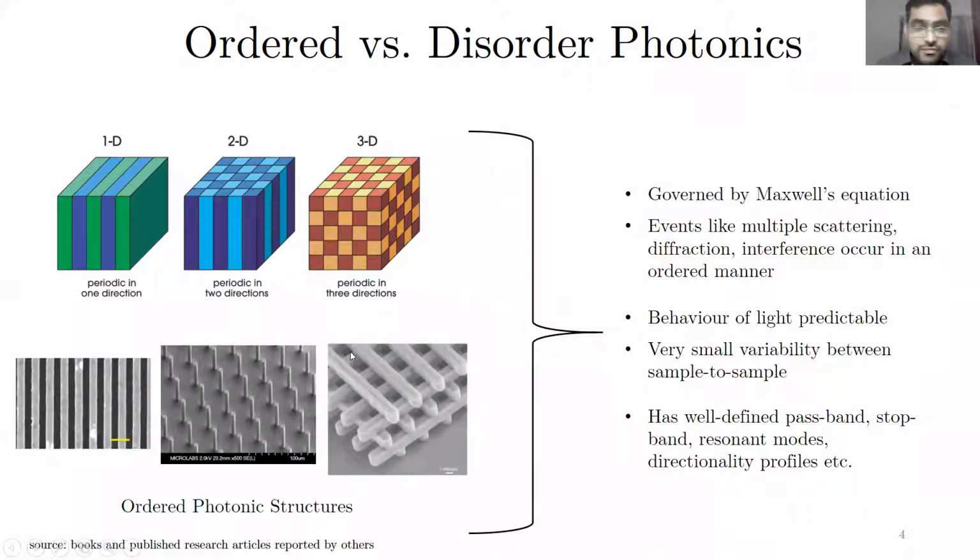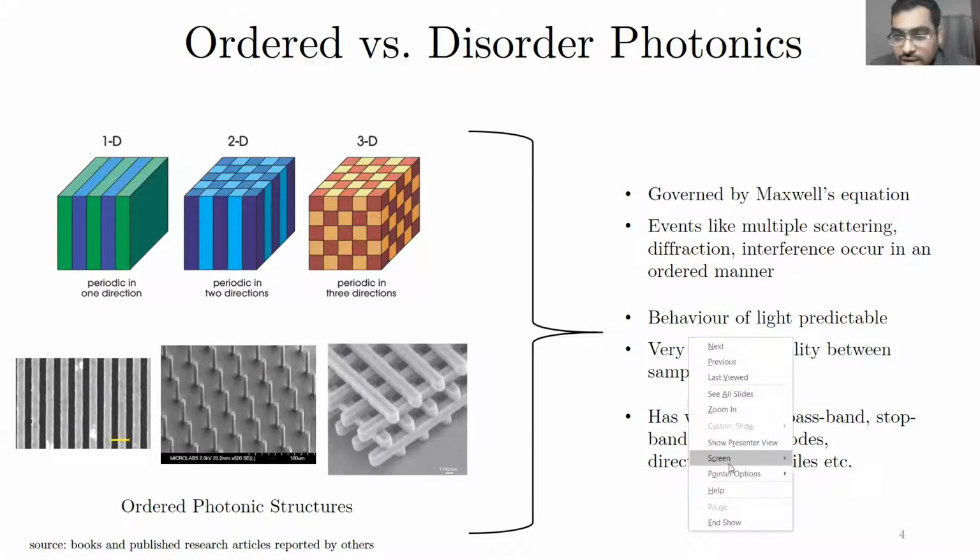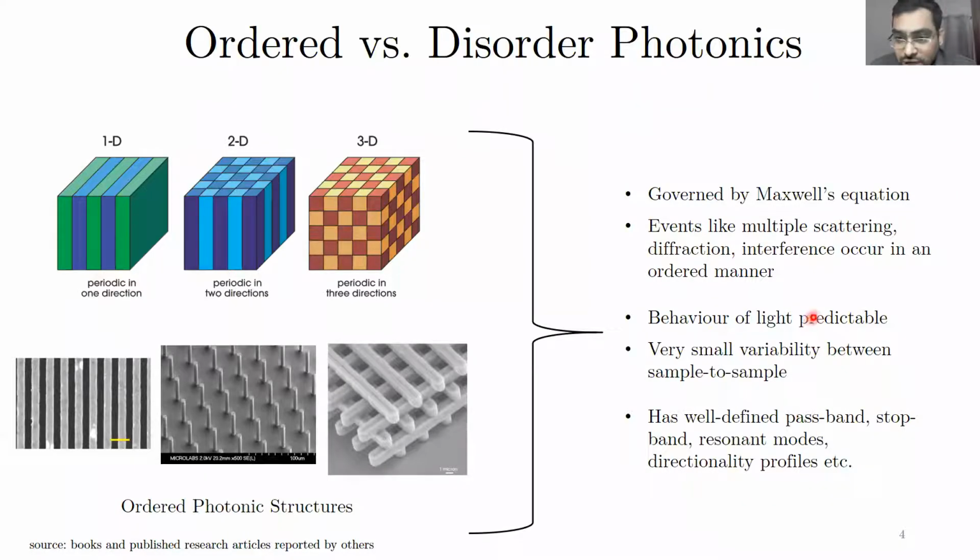And if we want to differentiate between ordered and disordered structures, if you look at the ordered structures, they are governed by Maxwell's equations. We learned those in our undergraduate courses, right? And in ordered structures, there is multiple scattering, diffraction, interference. The main point is that the behavior of light is predictable. We can predict the behavior of light, and so there is not much variation from sample to sample. If we design a 2D structure like this, we can say that it is going to behave like this. And we can define some specific properties of these kinds of ordered or periodic structures.